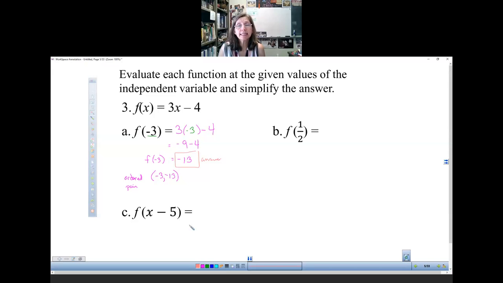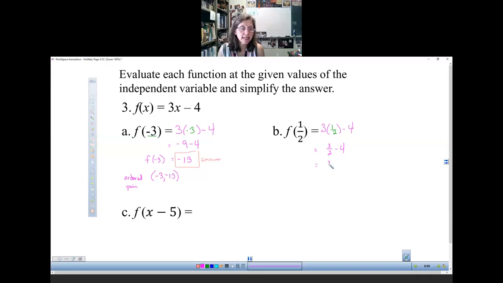Okay, let's look at the second one here. I'm still talking about this function. And so again, I'm going to do 3 and then parentheses minus 4. In place of that parentheses, I'm going to drop in this 1/2 because that's what's here, okay? And now I'm going to simplify this. I get 3/2 minus 4. I know it's a fraction. You can't get rid of it.